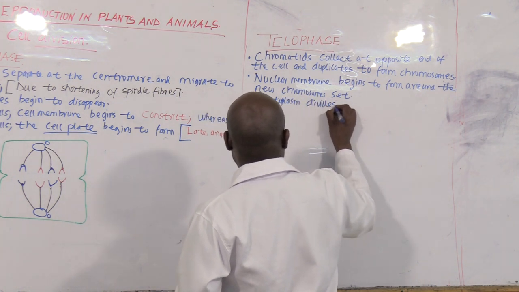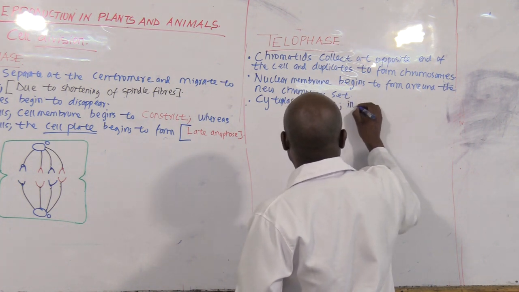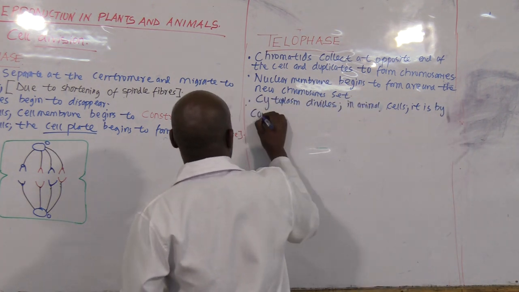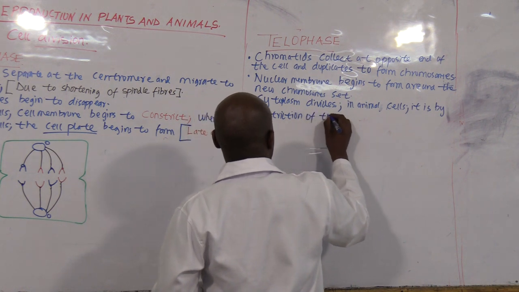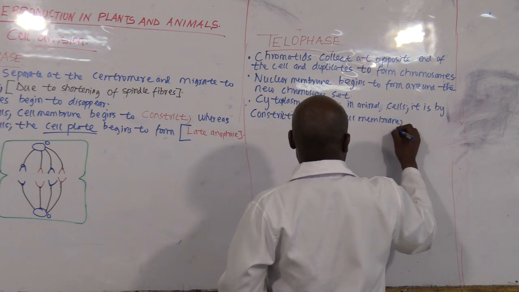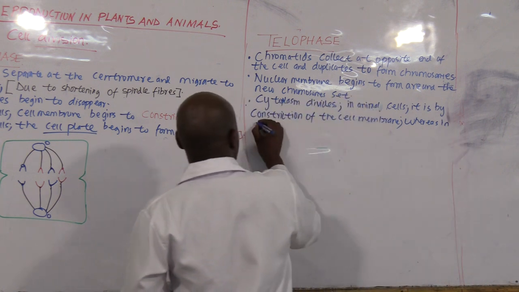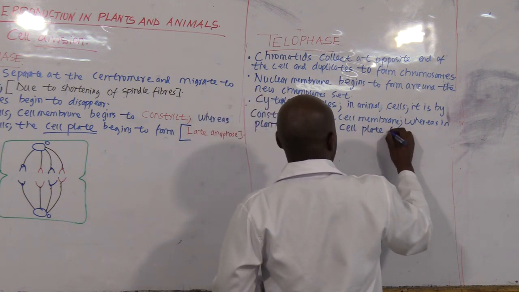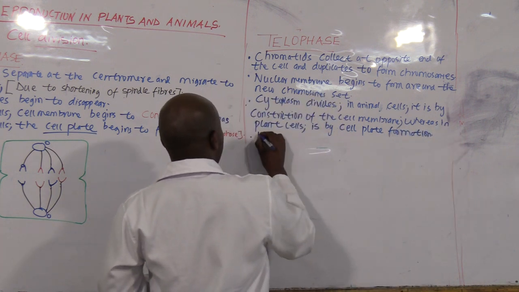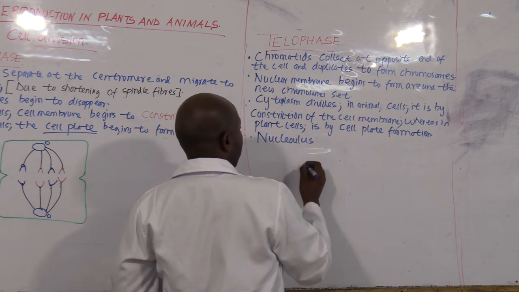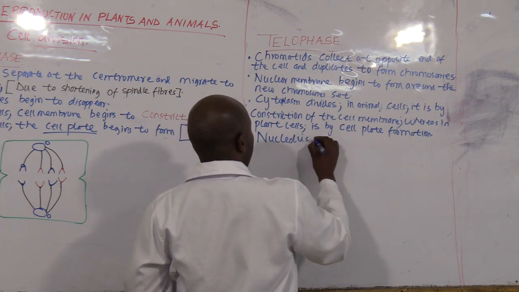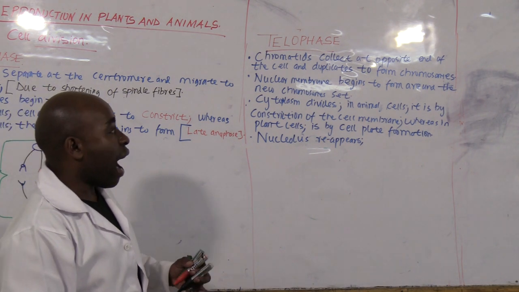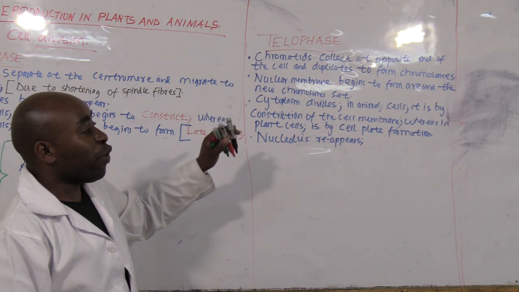Cytoplasm divides. In animal cells, it is by constriction of the cell membrane, whereas in plant cells it is by cell plate formation. The nucleolus reappears. And that marks the end of telophase. But remember, these chromosomes will not be visible towards the end of telophase.